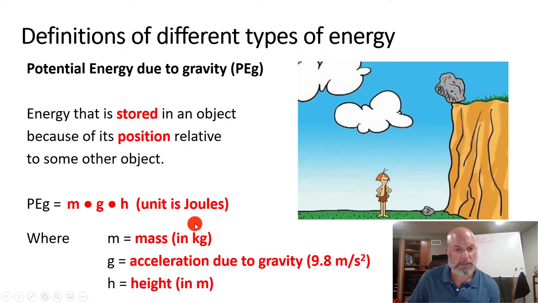We'll talk more about that in a second. So when you do this equation, make sure always that the mass is in kilograms. This will always be your number for gravity, and that's always the unit. And then the height, make sure it's always in meters. That way your unit comes out in joules.